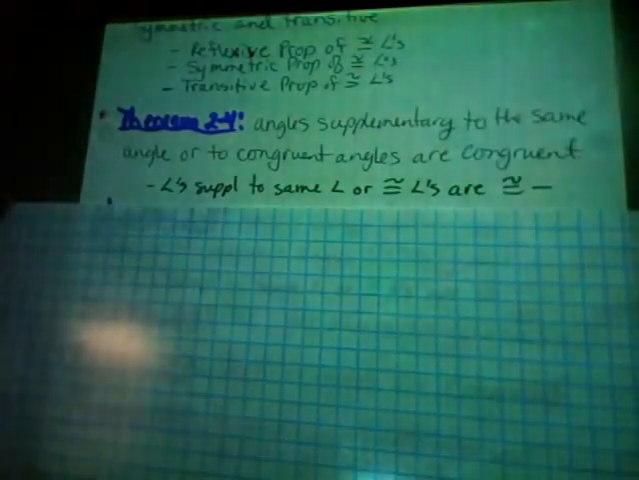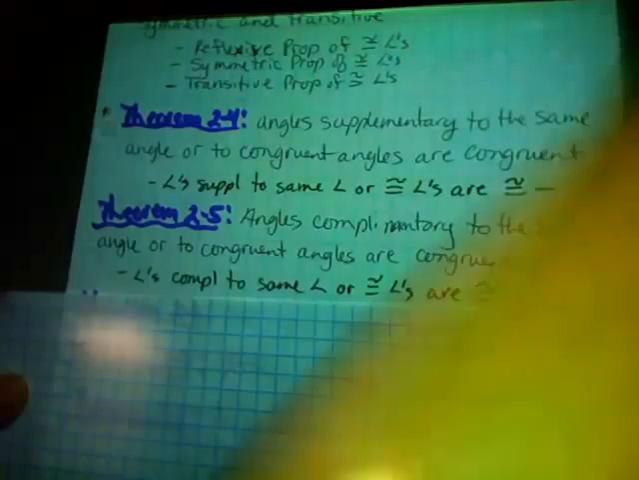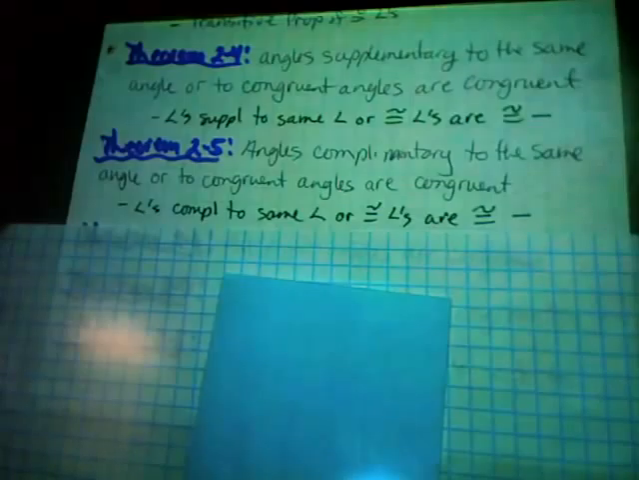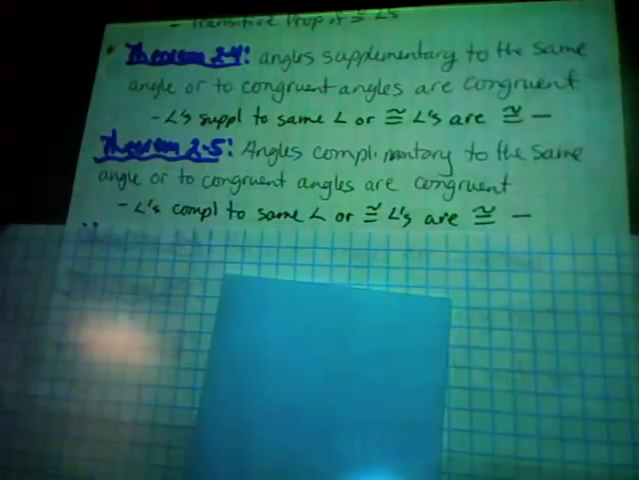All right, we're going to see the same thing, but with complementary. And again, this also most likely could be on your test next week. Angles complementary to the same angle or two congruent angles are congruent. And I'm going to give you a slightly different example with this one that will relate to the or congruent angles part.